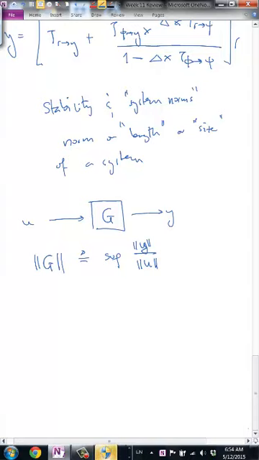Now, if we're measuring size with the integral of y squared, then this is a measure of energy. This is our typical measure of energy. So this concept makes sense. It's saying if I put in a signal of energy U, how much is the energy of the output? If this is unbounded, then the system is unstable. But if it's bounded, then the system is stable.